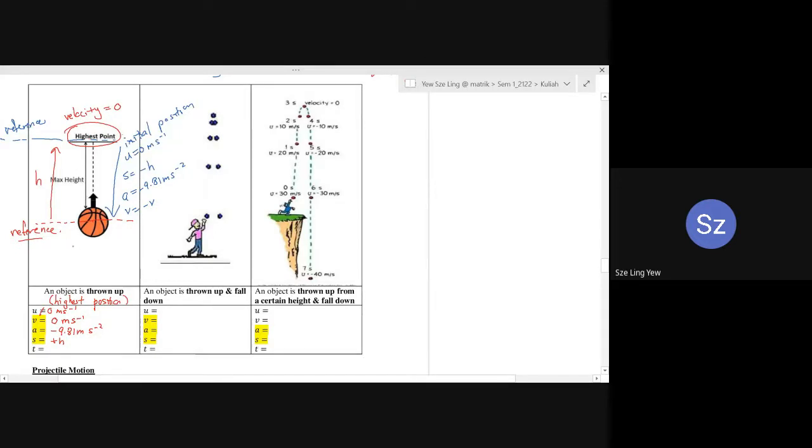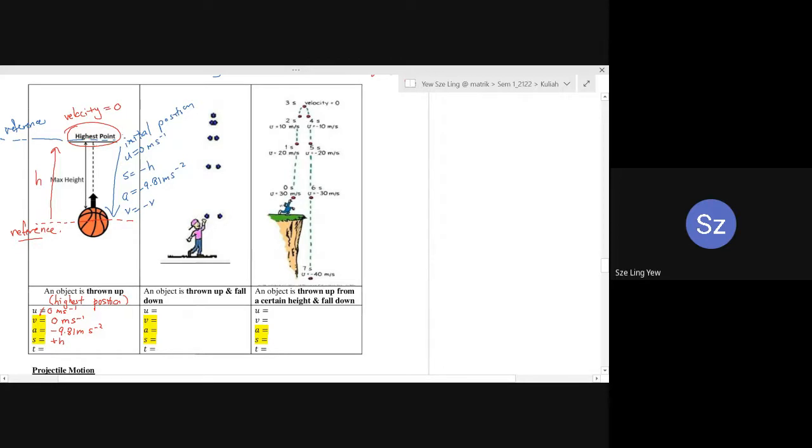All right, so you throw something up, definitely it will drop. If it drops, then you have to take another set of information. Our highest point is now our reference position. The reference line is up to you to choose. If you want to take the highest point as a reference line, go ahead, nothing's wrong with it. Just make sure you use the correct sign.